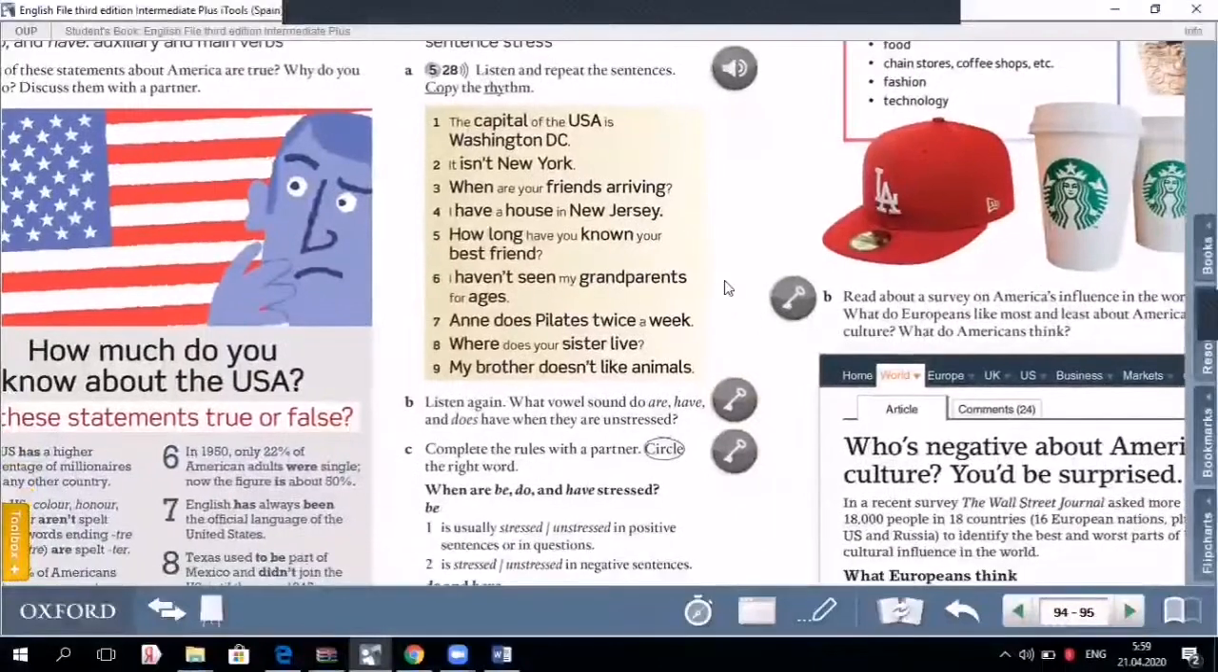So did you pay attention to how the vowel sounds of do, are, have, and does are pronounced when they are unstressed? When are your friends arriving? Again, one more sentence: Where does your sister live? Here you hear how all these words sound in the unstressed situation.